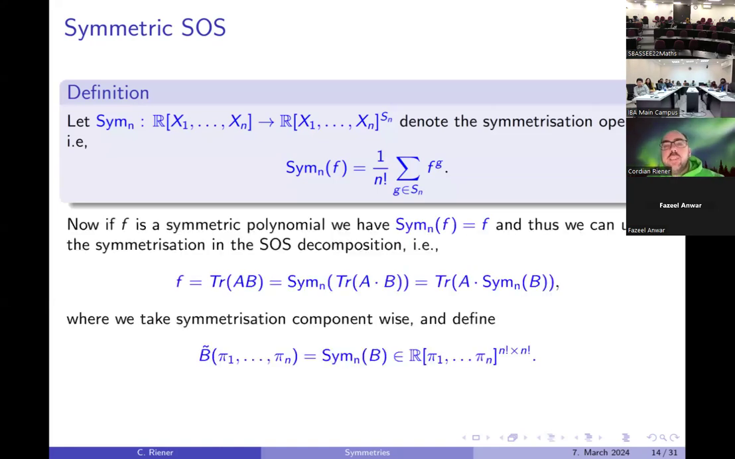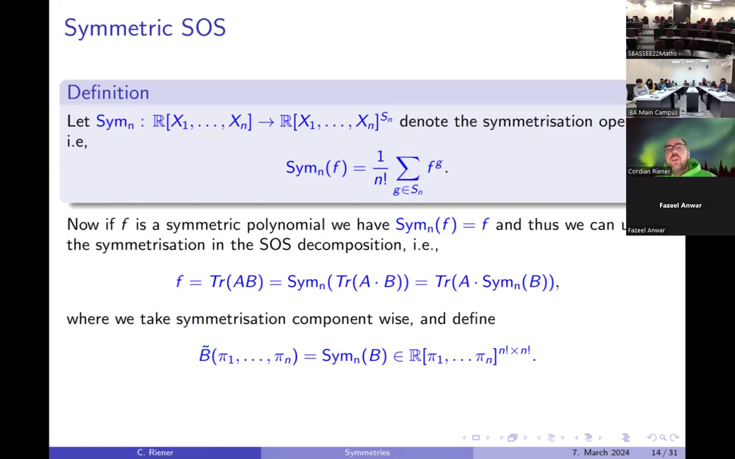This, of course, leaves my polynomial F invariant, so I can start with F and symmetrize it, and I essentially take, by linearity, the symmetrization into the product, the trace. The matrix A is already a sum of squares of invariants, so all of the entries are invariant, and I only need to symmetrize the last matrix B.